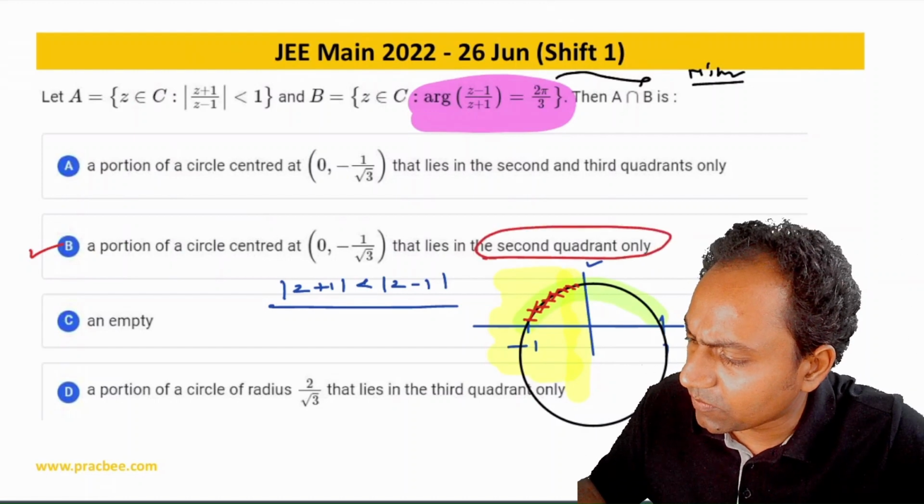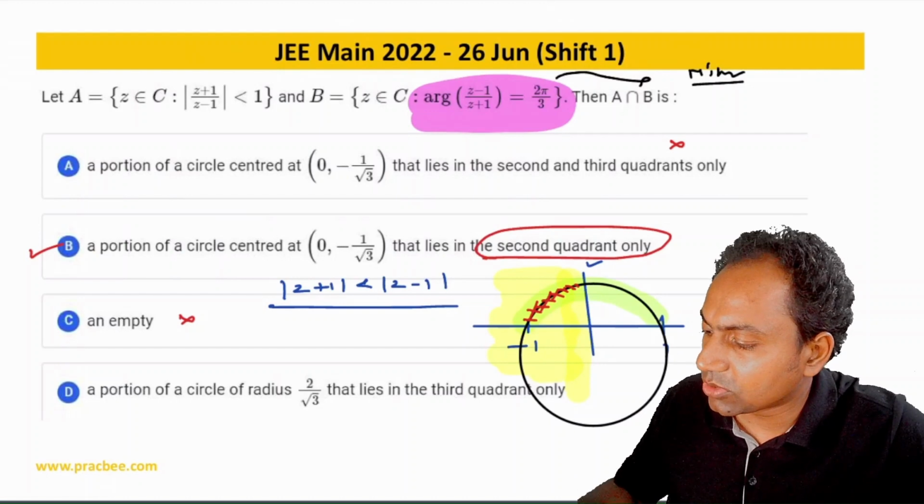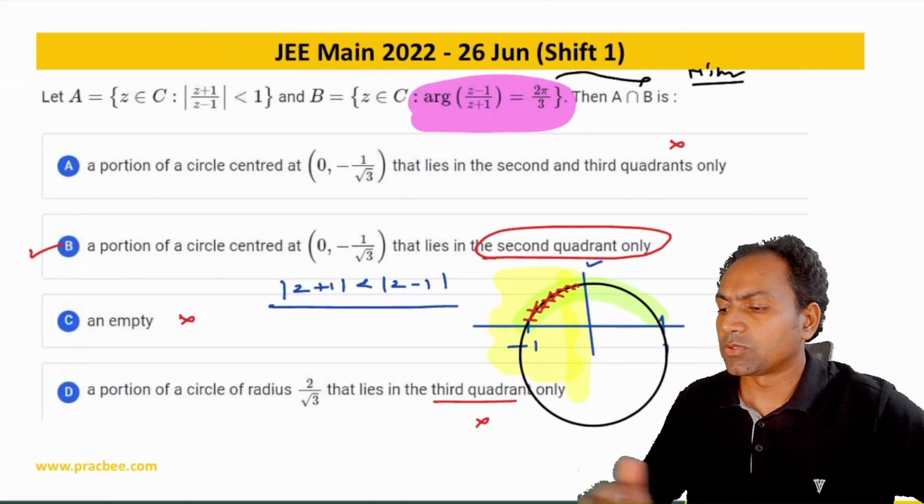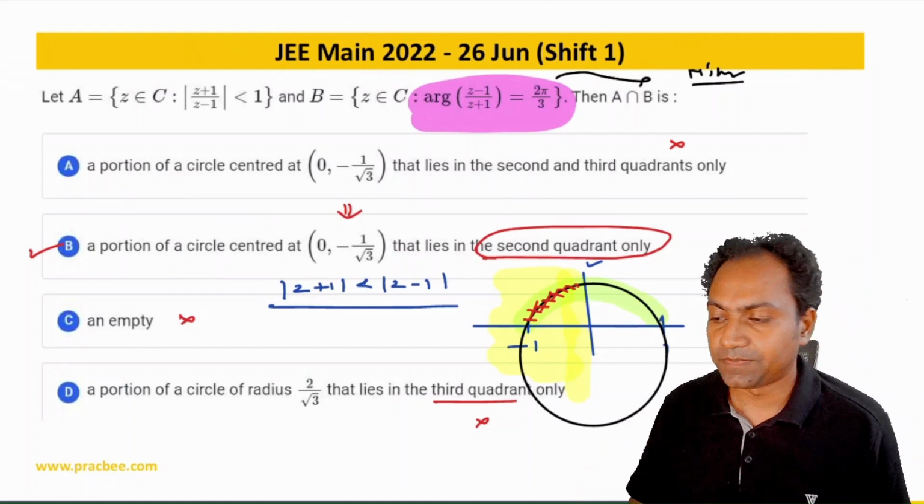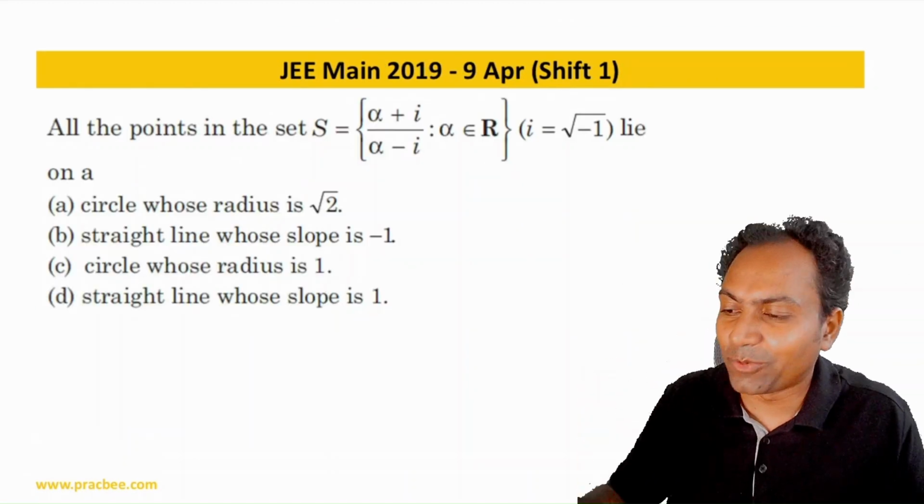Now this talks about second and third, so this cannot be correct. This talks about empty set, this cannot be correct. And this talks about third quadrant, again cannot be correct. So even if you do not find this center, it does not matter, still you will be able to get the answer correct. Now this very interesting question came in 2019.